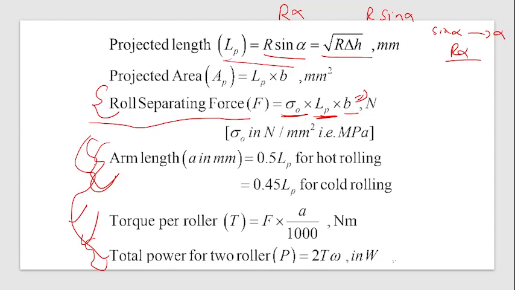In case delta H is given, then we will use the formula root R delta H. Mostly it will not be given. You should know the formula: 0.5 L P for hot rolling, 0.45 L P for cold rolling. Mostly it will not be given.